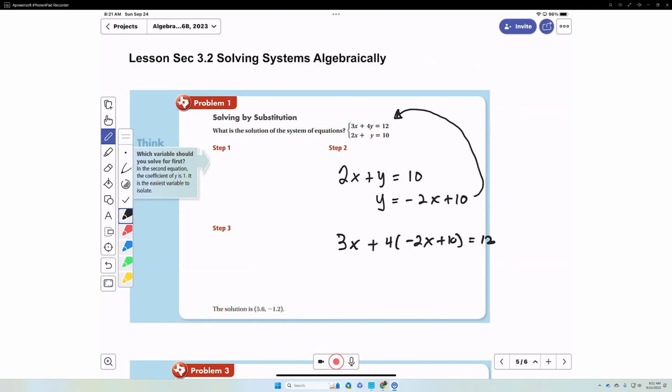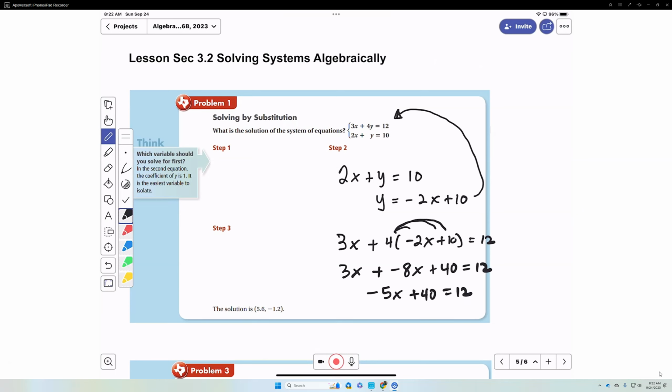Now if you notice, I went ahead and substituted. We have 3x plus 4, and since I knew that y is equal to negative 2x plus 10, I substituted. And now you see this equation only has one variable. So the next step is to solve for x. So I have 3x plus, and then I'm going to do the distributive property. 4 times negative 2 is negative 8x. 4 times 10 is 40, equals 12. 3x minus 8x, I'm going to simplify. It's negative 5x plus 40 equals 12.